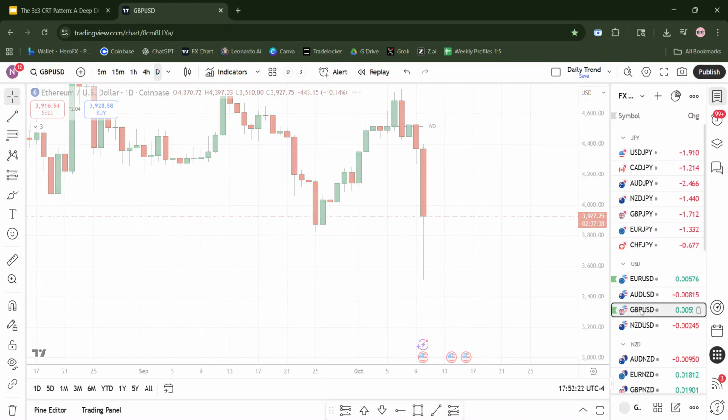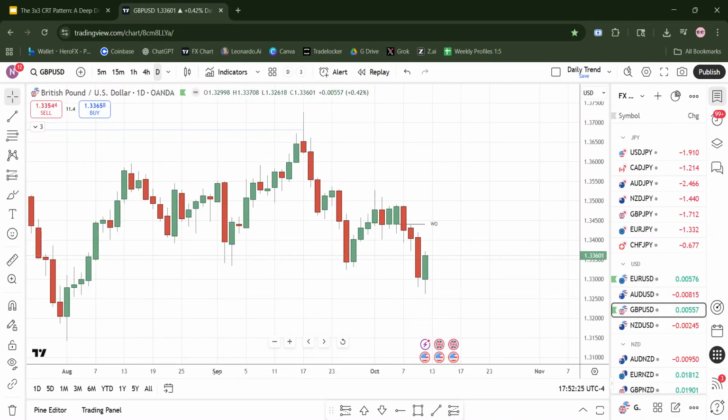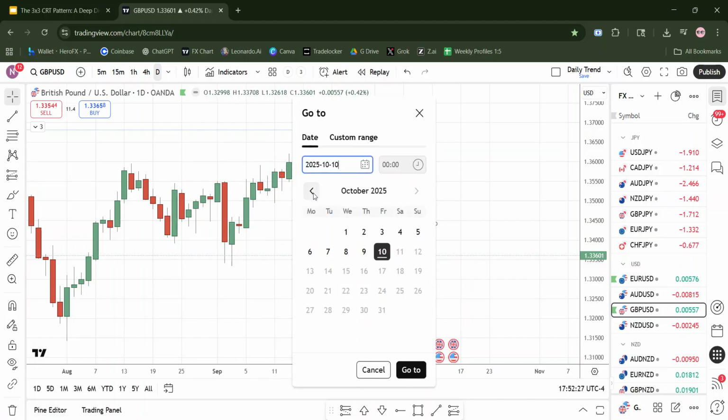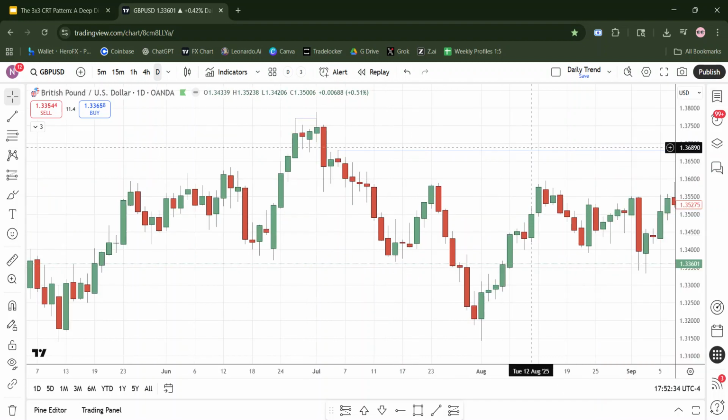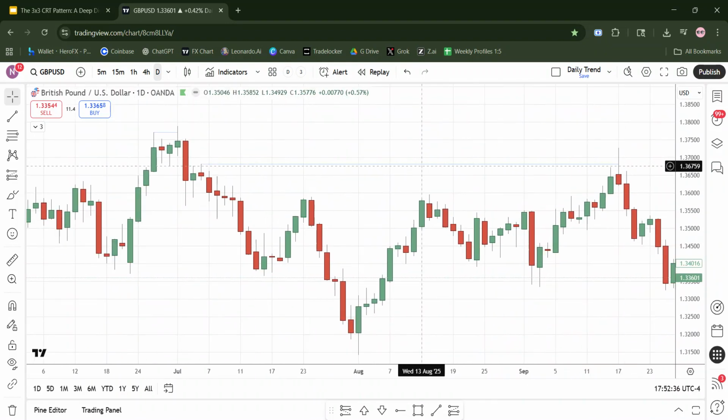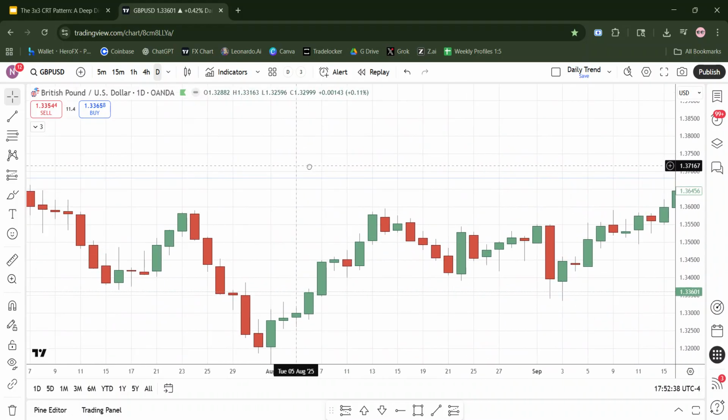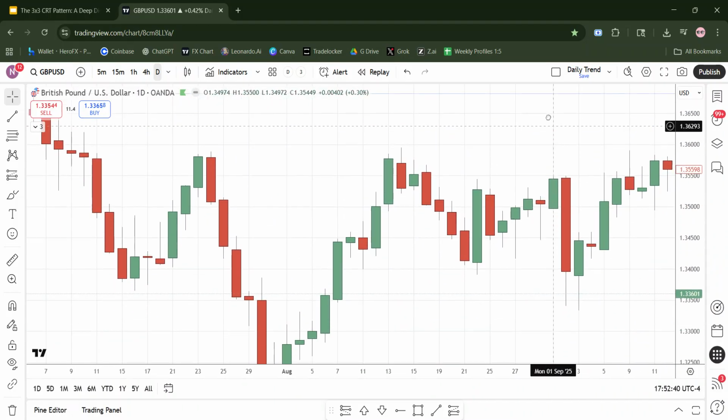Let's go pound dollar. I'm just going to pick a day at random here. Let's say, let's go to the 17th of July. Okay, fine. All right. Get rid of this. So what am I looking for? The power of 3. That's all I'm looking for. 3 strong closes in one direction.